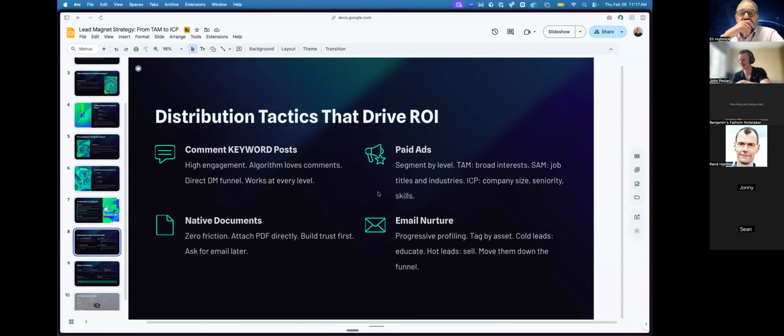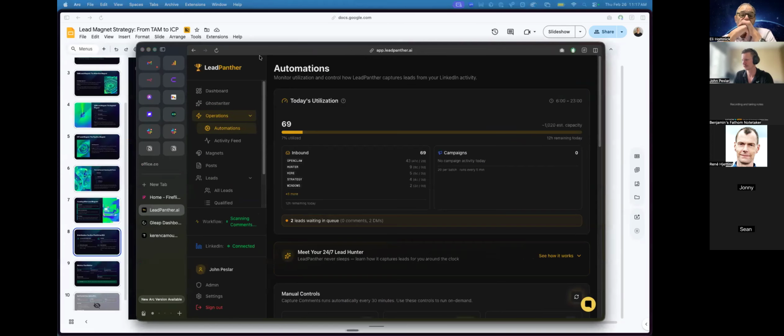AI created this and AI threw in paid ads, but you're going to want to basically give out some type of document that's shareable. When you bring them into your lead magnet funnel, you're going to need to capture the leads somehow, right? So you can do it two ways. I mean, you can pull them in on LeadPanther, which looks like this.